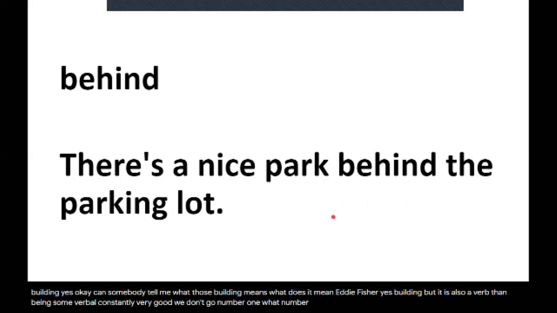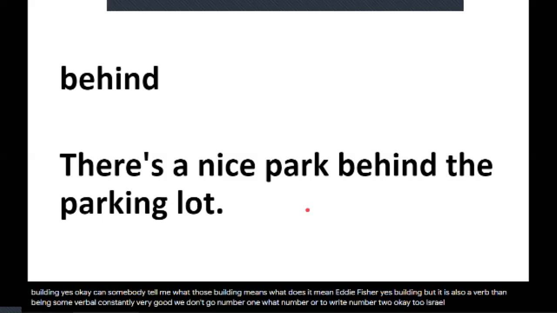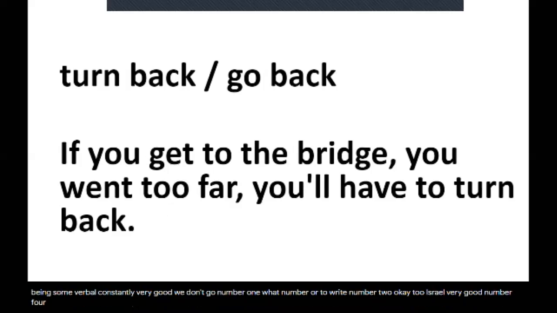What number? Number two, right? Number two. Okay, two. I cannot see the example. Behind, there is a nice park behind the parking lot. Yes, very good. Number four.